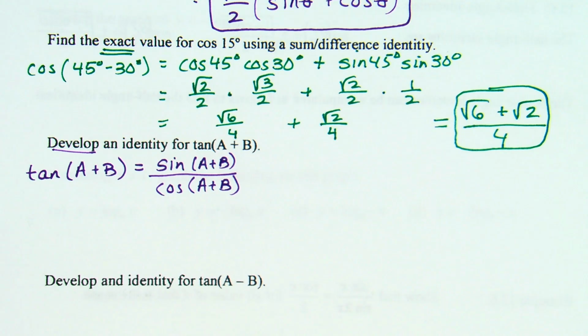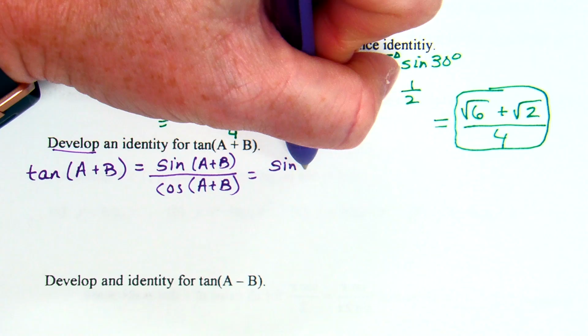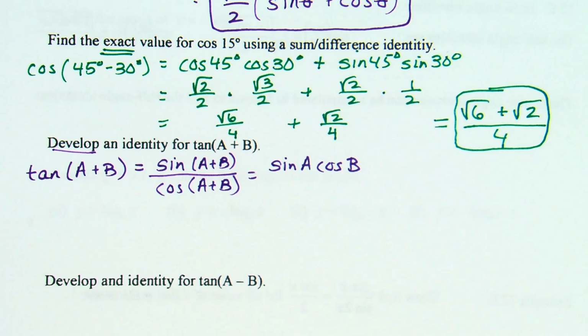Okay, so what do we know from up above again? Sine of A plus B is sine of A times cosine of B plus cosine of A times sine of B. It didn't come out exactly right, but sine of A times cosine B plus cosine of A, sine of B.